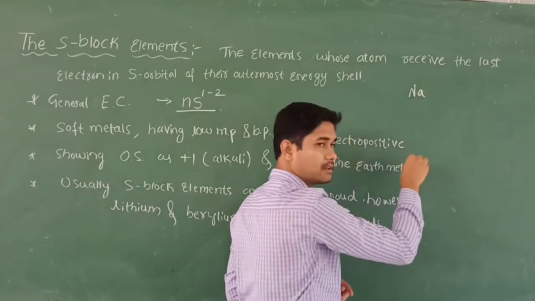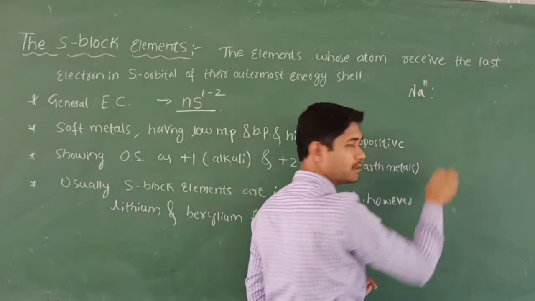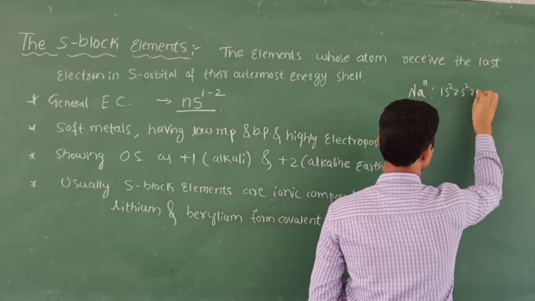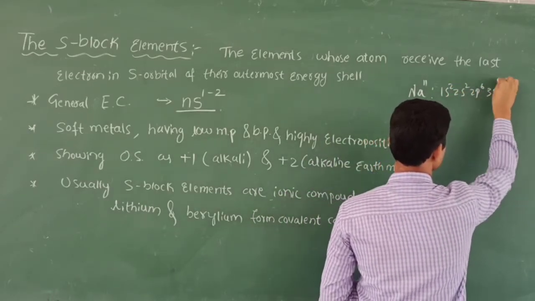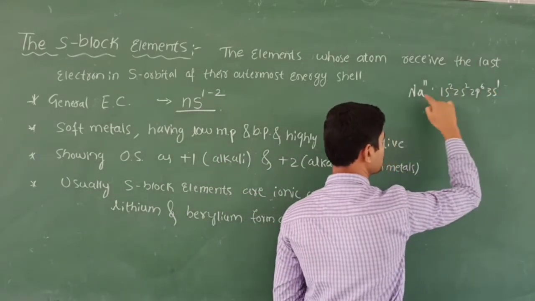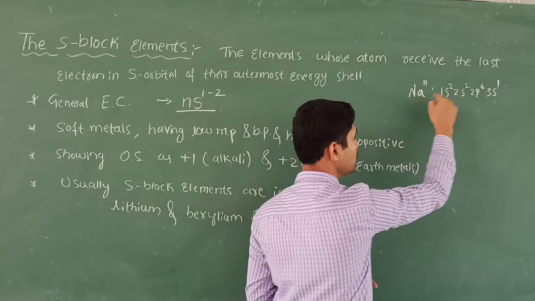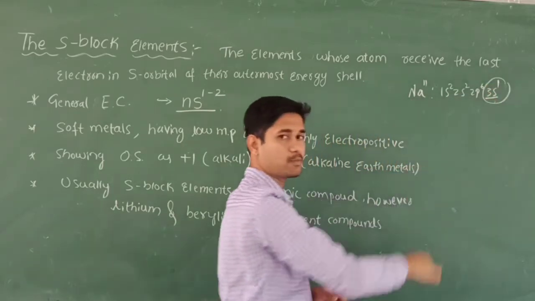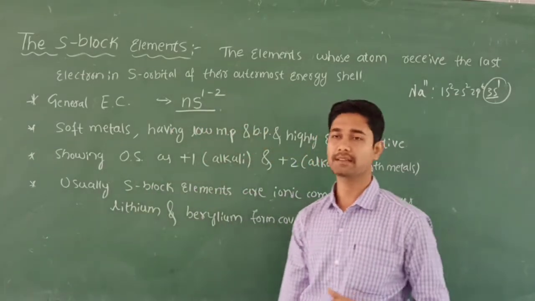You know the sodium metal. Sodium's atomic number is 11. So the configuration is 1s2, 2s2, 2p6, 3s1, right? The last electron of the sodium metal enters into this S orbital, right? So that's why this element belongs to S block elements.